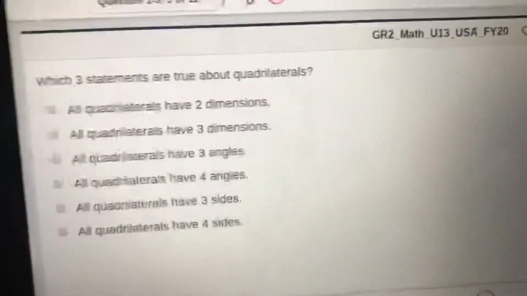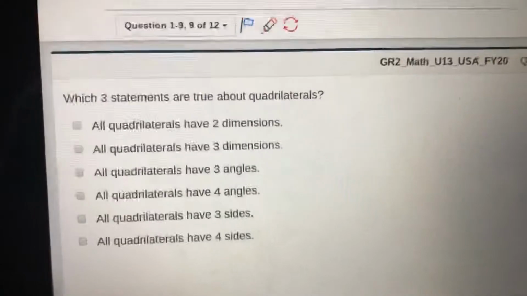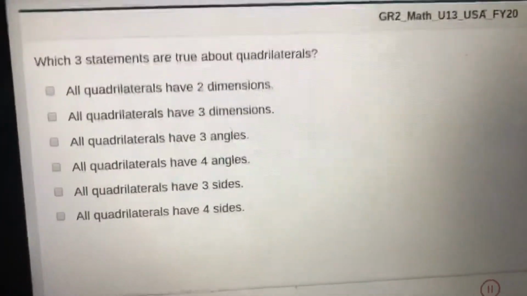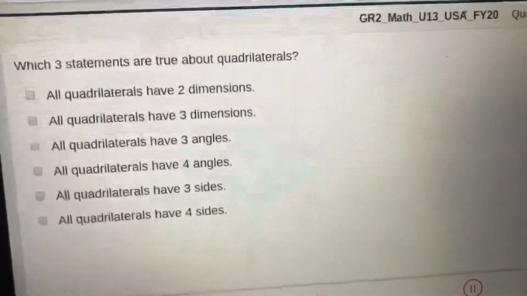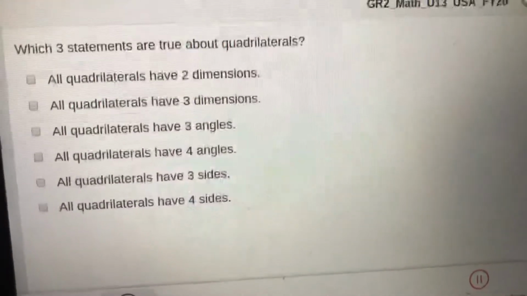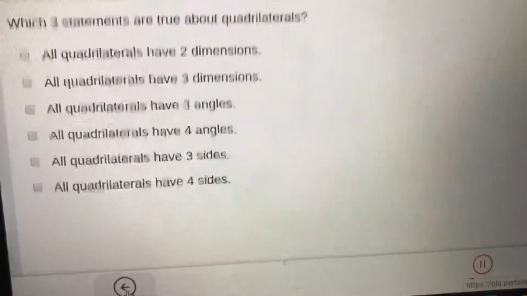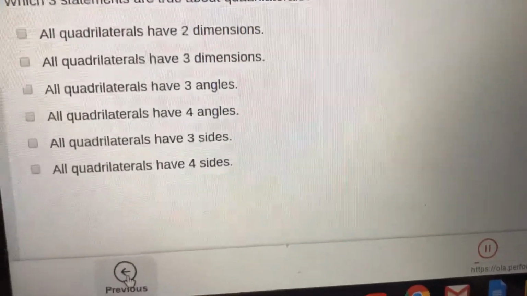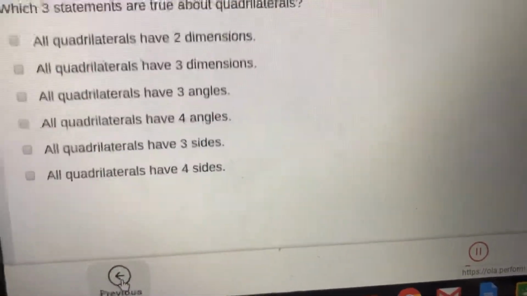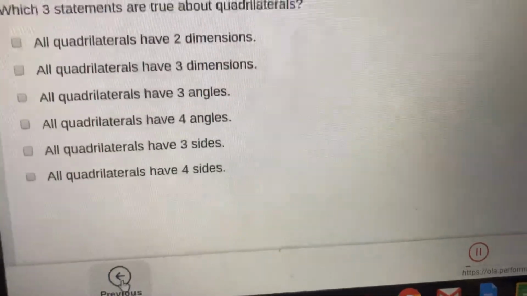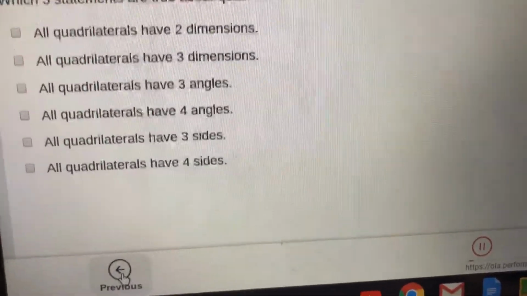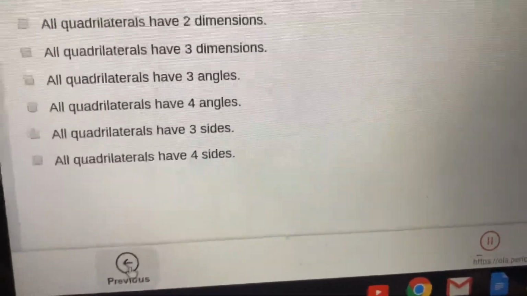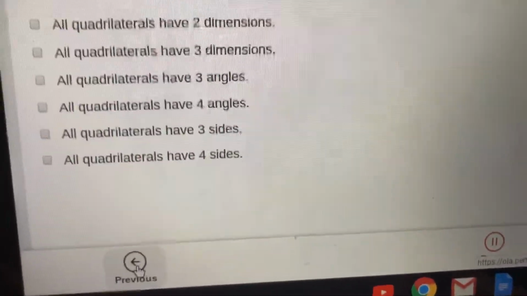Which 3 statements are true about quadrilaterals? But first of all, we need to know what a quadrilateral is. The word quad means 4. So a quadrilateral is going to have 4 sides. So we can automatically get rid of anything that says 3. So all quadrilaterals have 3 angles? Nope. All quadrilaterals have 3 sides? Nope.